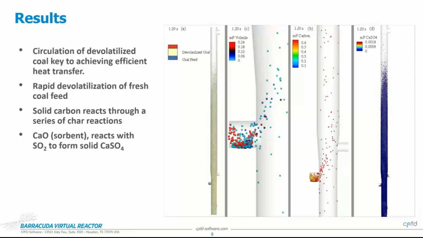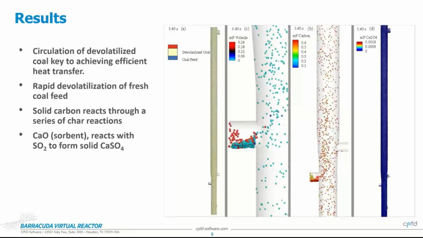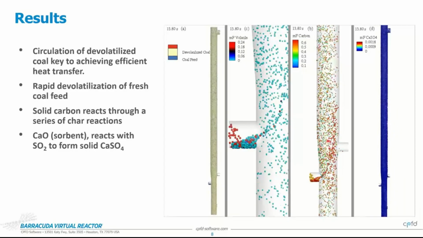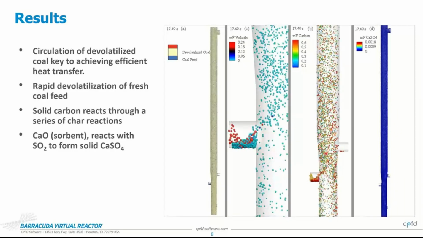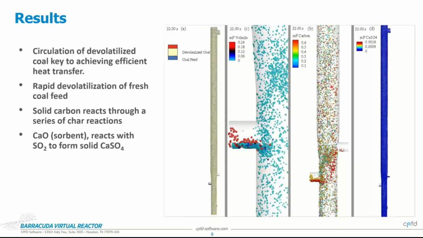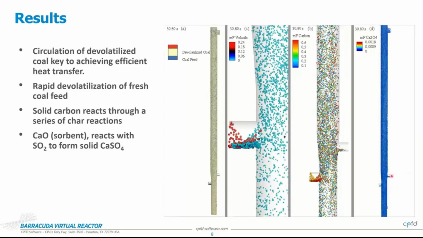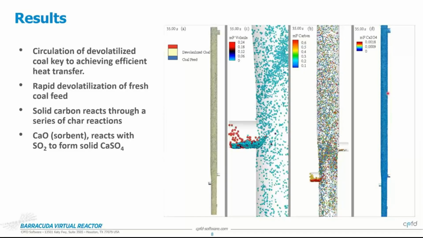Essentially, these particles come in, the volatile gases leave, and then you're left with char inside these solid particles, and then some of your char gasification and combustion reactions take place along the height of the reactor. And last but not least, this is quite interesting. What I'm showing here is calcium sulfate particles.